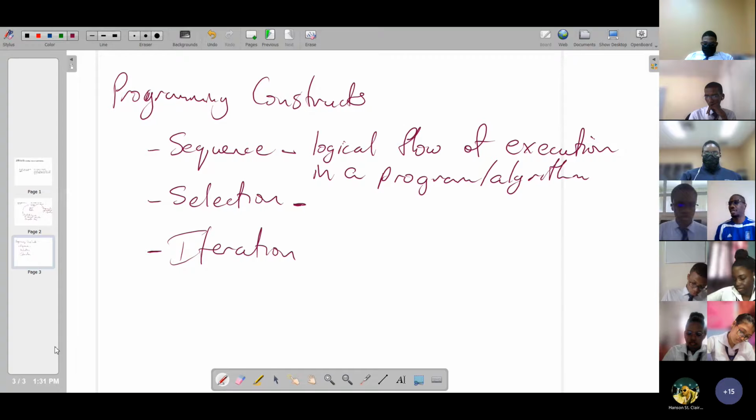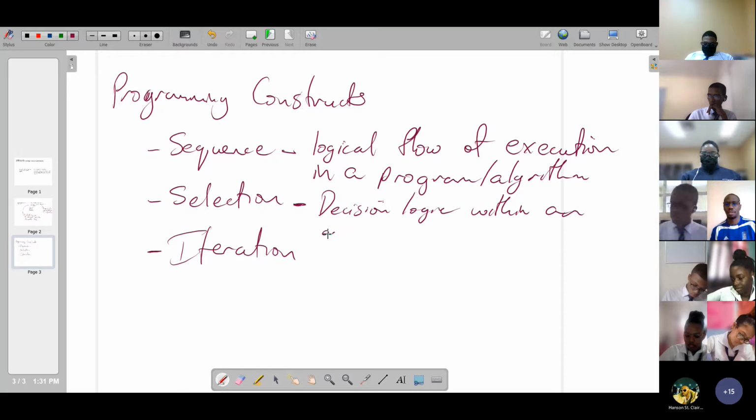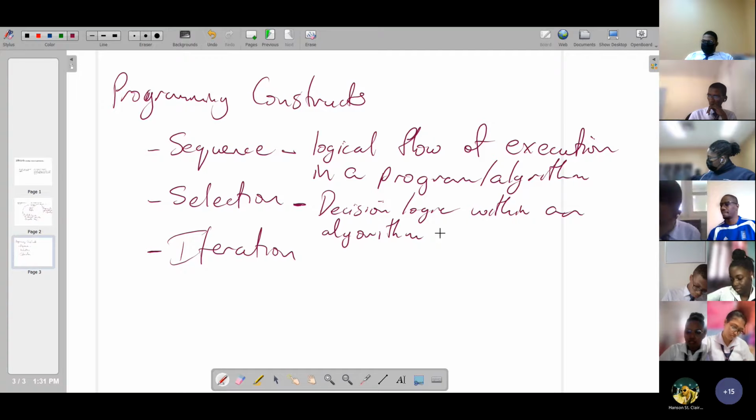Selection is essentially how your program makes decisions. So selection is decision logic within an algorithm.